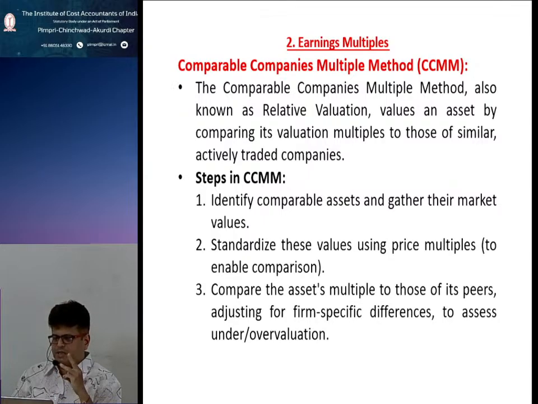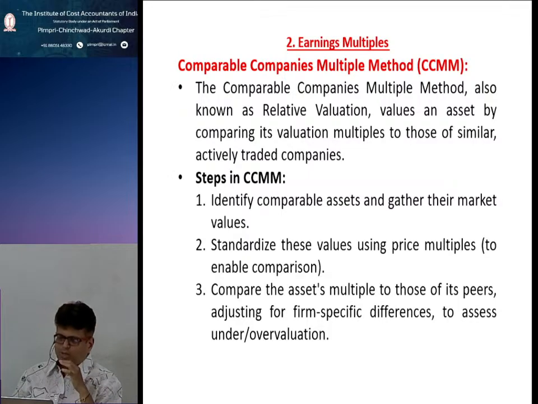Now there is another method which is called the comparable companies multiple method, CCMM, also known as relative valuation. It values an asset by comparing its valuation multiples to those of similar actively traded companies. So some kind of comparable valuation multiple is identified between two or more companies, and that valuation multiple is compared to give a valuation to the actively traded companies.